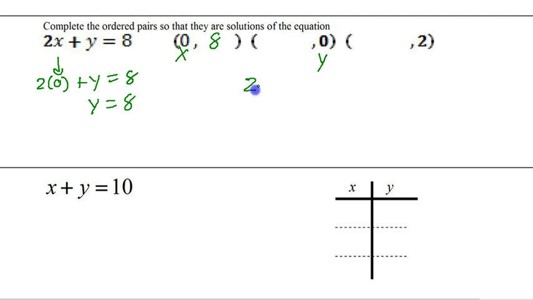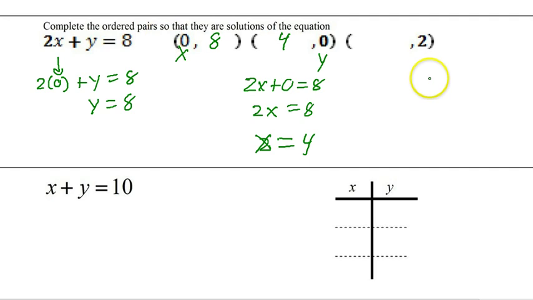Let's try the 0. So 2x plus 0 equals 8. So that's 2x equals 8. All I did was take the y right here and replace it with 0, the coordinate that we're given. And then we solve, so that means x equals 4. So 4 comma 0 is also a solution.